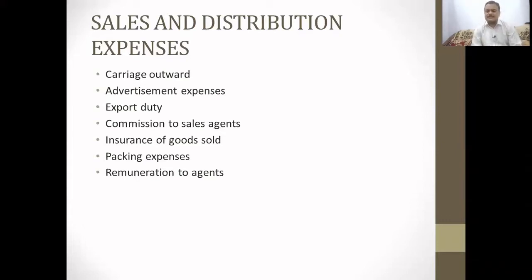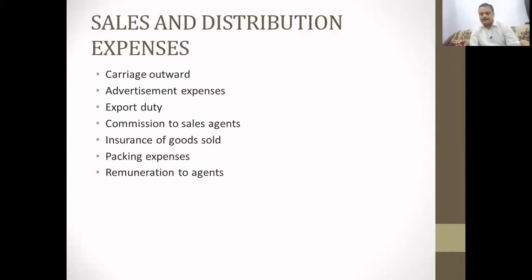Advertisement expenses: the expenses incurred for promoting the sale of our goods, for making consumer awareness or customer awareness, are called advertisement expenses. Export duty: if we are going to export any product to any other country, that is called export. The taxation paid on that particular export is called export duty.